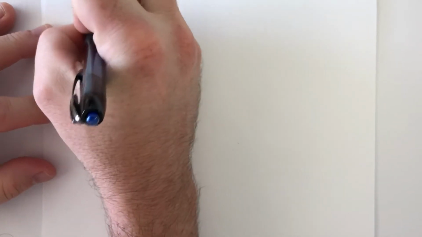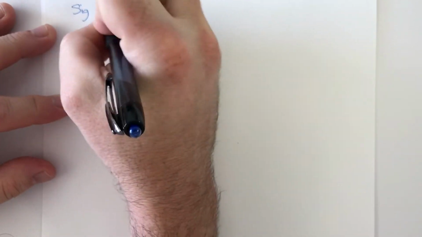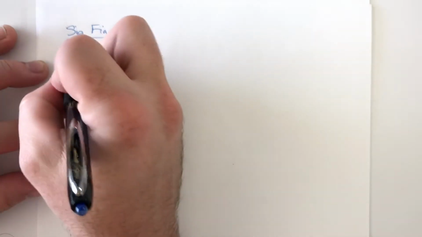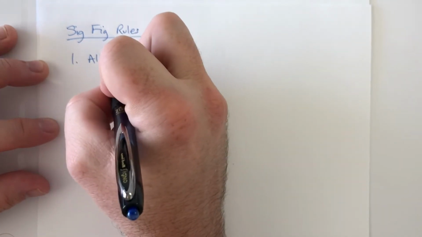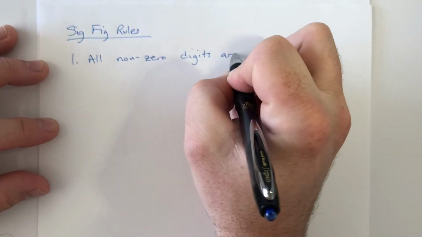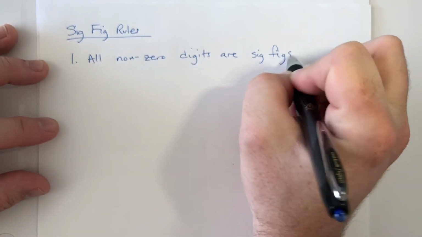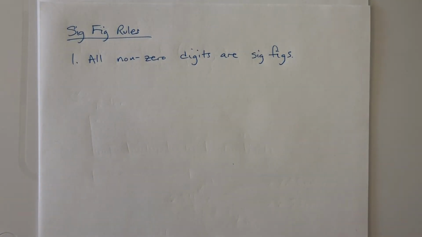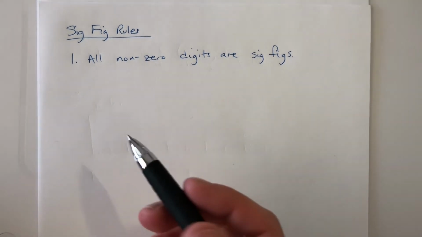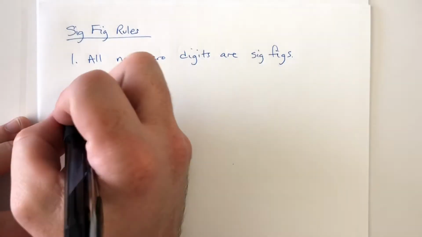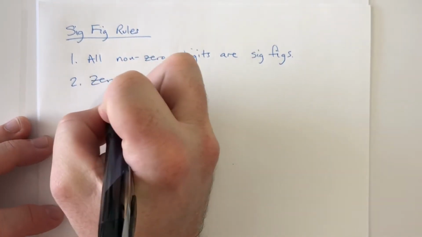Okay, so these are the sig fig rules, I guess. So the idea is all non-zero digits are sig figs. Okay, and if something isn't a sig fig, that doesn't mean that we can ignore it. It just means that it doesn't count towards the accuracy of the measurement. So if you see a 1, 2, 3, 4, 5, 6, 7, 8, or 9, count it as a sig fig. Okay, this means that zeros are the problem.